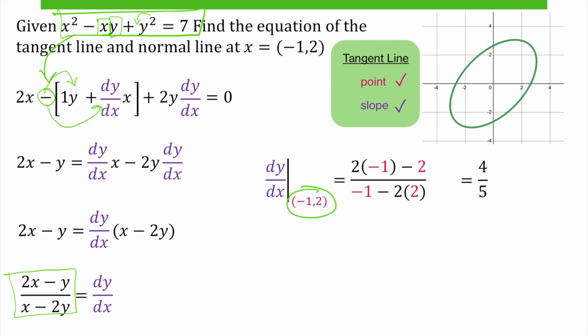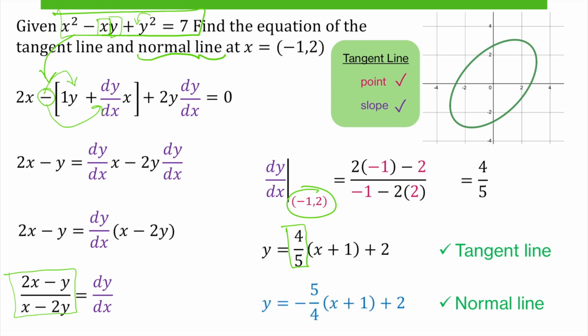Now we've got the slope, we've got the point, and pop that into point slope form for the tangent line. It also wants the equation of the normal line. Do you remember what that is? That's just the perpendicular to the tangent. So instead of 4/5, the slope is going to be -5/4. But everything else stays the same.